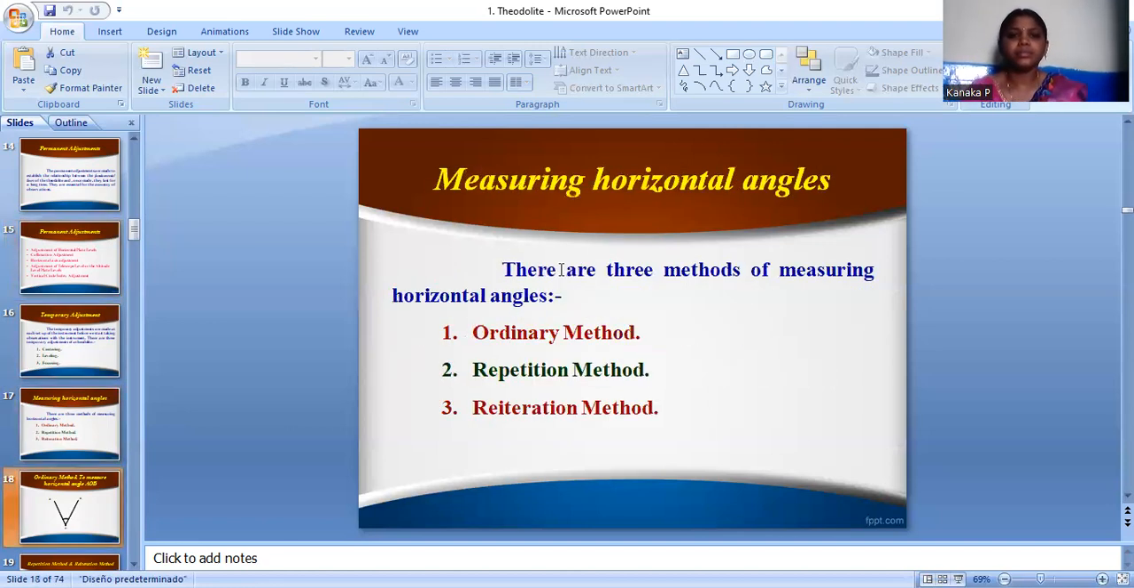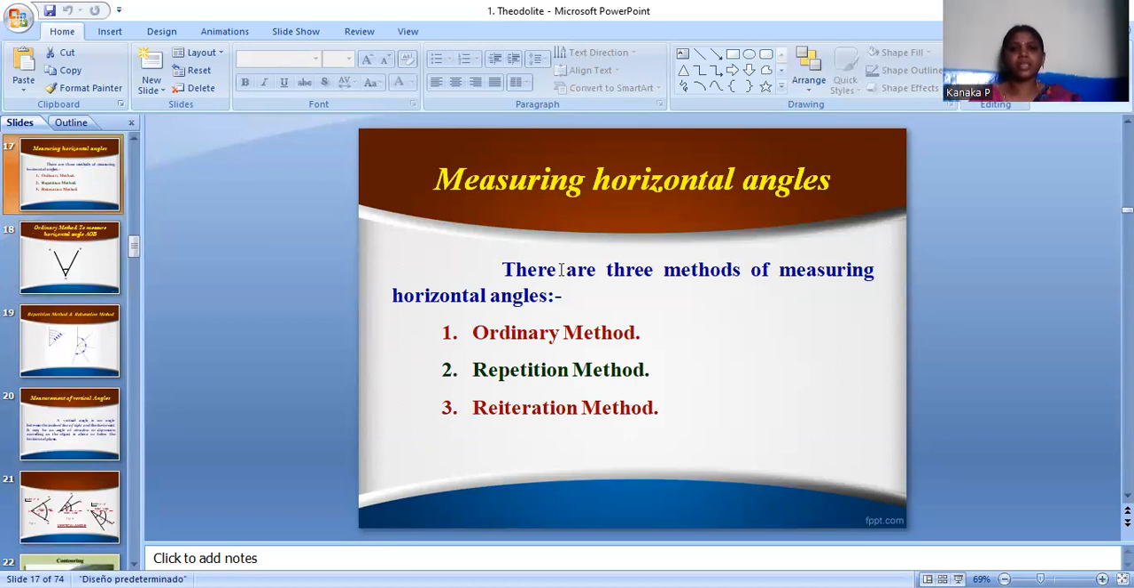And then the next topic is measuring horizontal angles. There are three methods of measuring horizontal angles. First one, ordinary method. Second one, repetition method. Third one, reiteration method. So first one is the ordinary method.